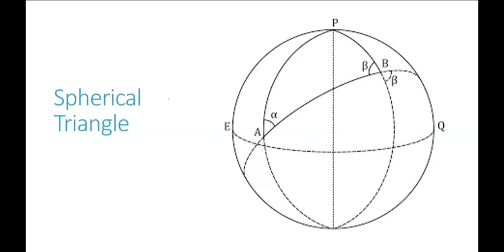So then we come to what is a spherical triangle. A spherical triangle is a triangle on the surface of a sphere, all three sides of which are parts of great circles. Now, when we have a spherical triangle, there are some formulas which we use to solve that triangle. So let us see those formulas one by one. The first one is the cosine formula.